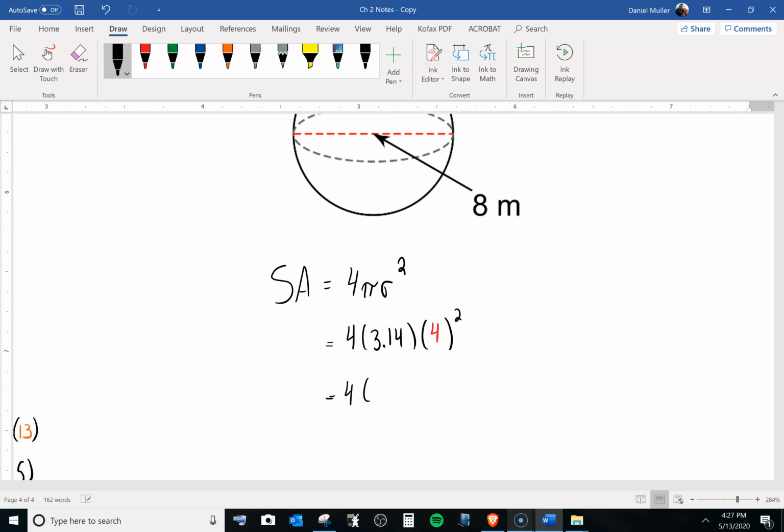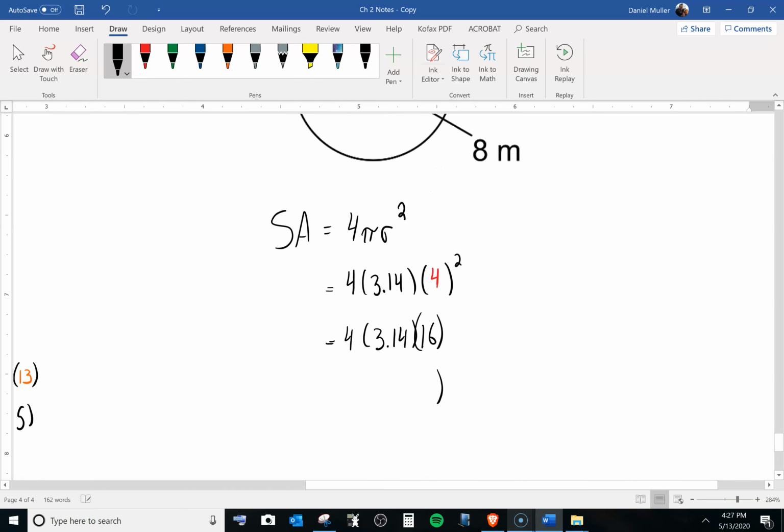So I get 4 times 3.14 times 4 squared, which is 16. I'll do the easy part first. I'll go 4 times 16. 4 times 16 is the same thing as 8 times 8. So that's 64. So 40 and 24, yep. So 64, and then 3.14.